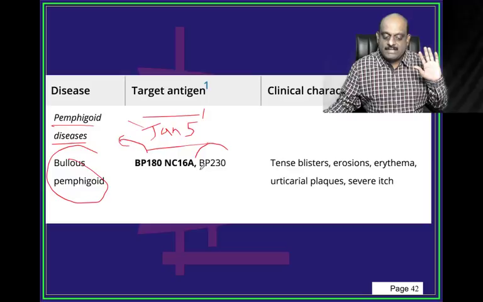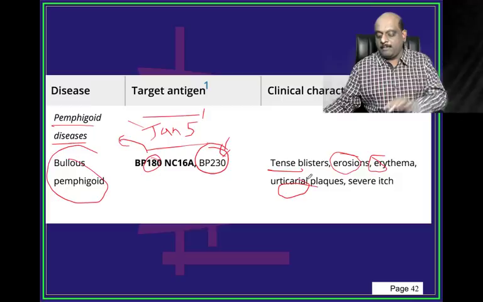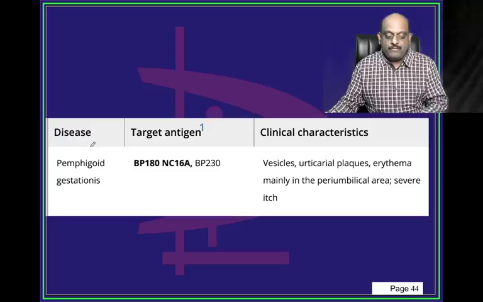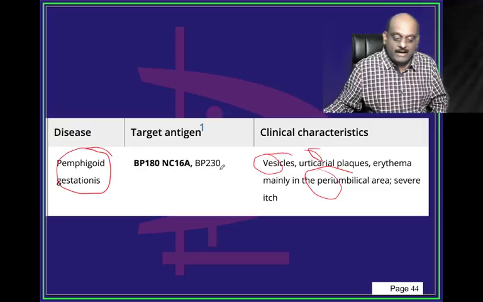It is against the basement membrane protein, 230, 180, and tense blisters, erosions, erythema, urticarial plaques. That's what you need to remember. Then you also have mucous membrane pemphigoid, pemphigoid gestationis. Typically it presents in the periumbilical area, classically vesicles, urticarial plaques, right? So that's what you need to remember.